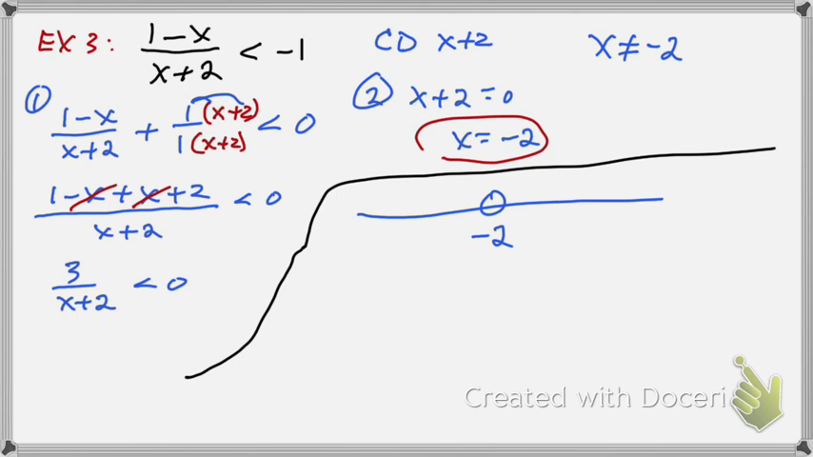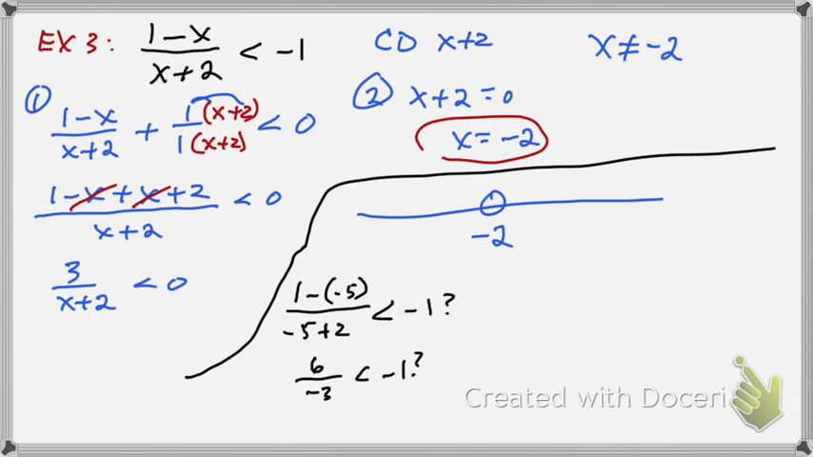So I've got 1 minus a minus 5. I'm going back to my original inequality. Minus 5 plus 2. Is that less than negative 1? So on top I've got 6. On the bottom I've got minus 3. On the left I've got negative 2. Is that less than negative 1? Yeah. That's how it works.